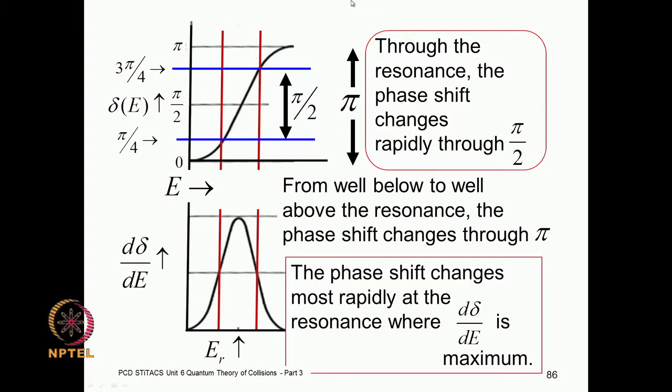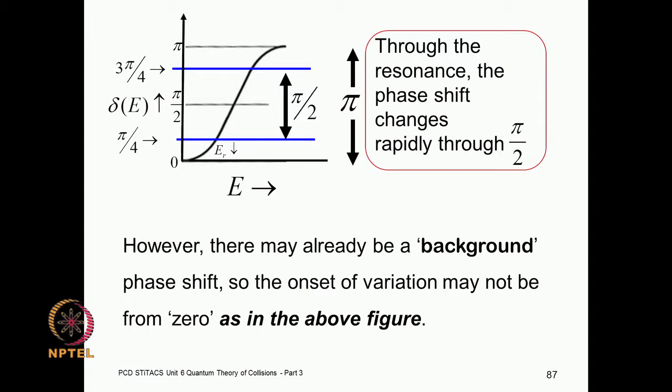If you look at the derivative of the phase shift with respect to energy, okay, so this is the energy derivative of the phase shift. This energy derivative of the phase shift, if you see from this profile, so this is d delta by dE, which corresponds to this variation of delta with E, okay? Notice that the phase shift changes most rapidly at the resonance, and here the rate of change of delta with E becomes zero, okay? It becomes flat. So this is the rate of change of phase shift with energy.